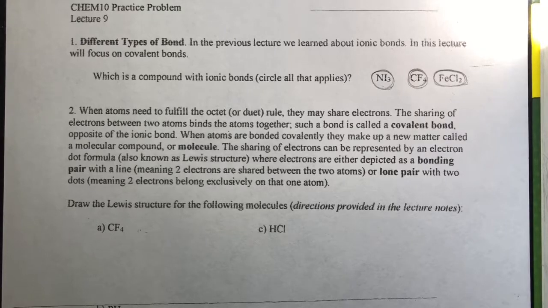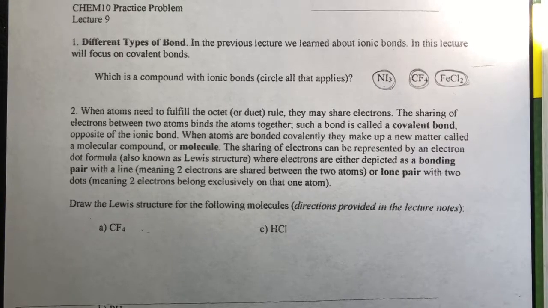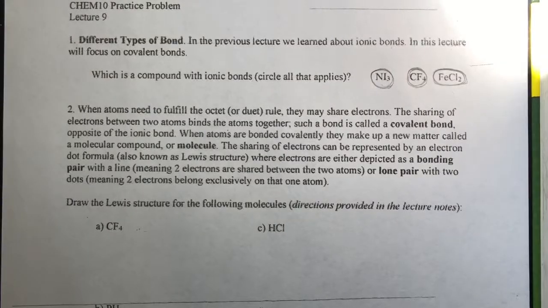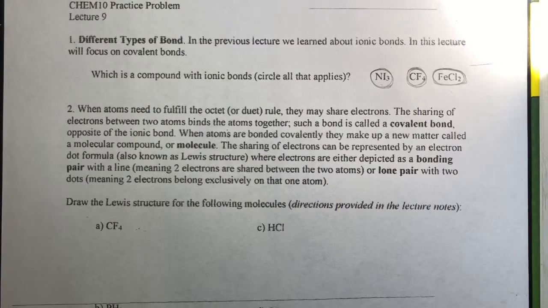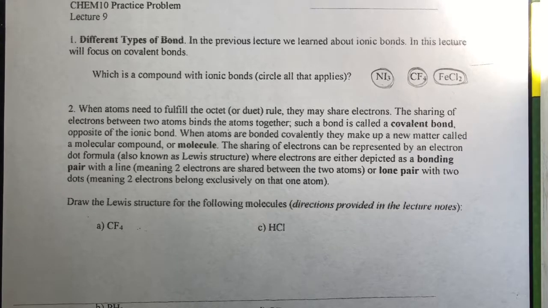Draw the Lewis structure for the following molecules. For this first one, CF4. To start this, we begin to draw, as this can be drawn based upon symmetry or electronegativity. For electronegativity, the least electronegative atom will be in the center. Then you will need to count the total number of valence electrons.